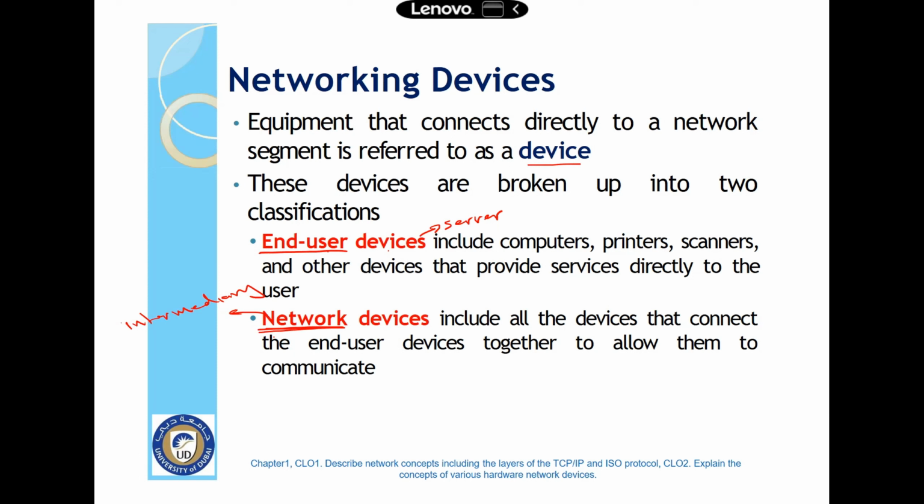So those are the two main families or classifications of devices, end user devices and network devices. So the end users include computers, printers, scanners, and many others, phones, tablets, and so on. The network devices, they are the devices that connect to the end user devices, like a router, a switch, a hub. I'm going to talk about each component of them individually.